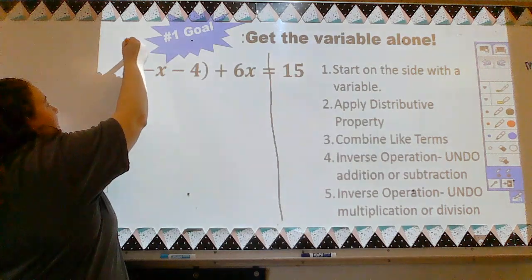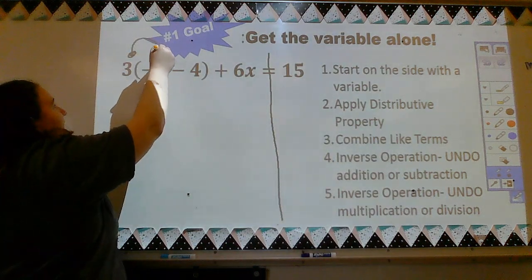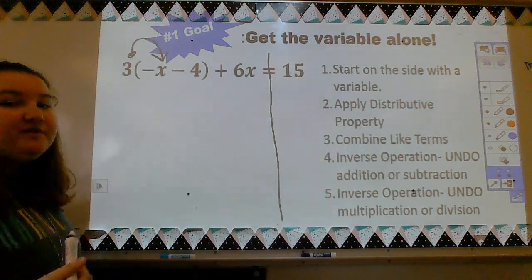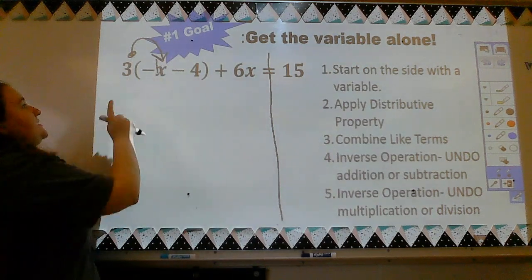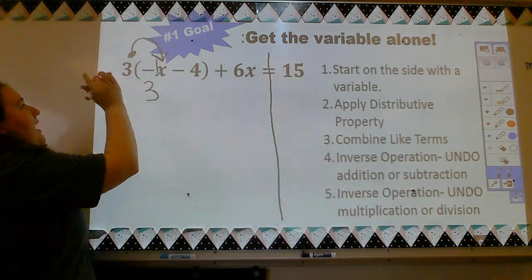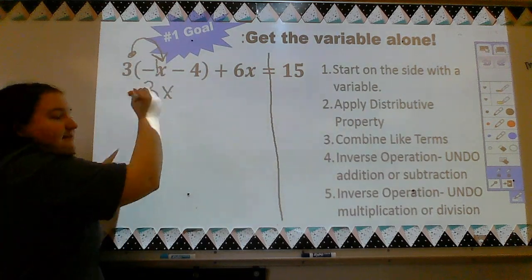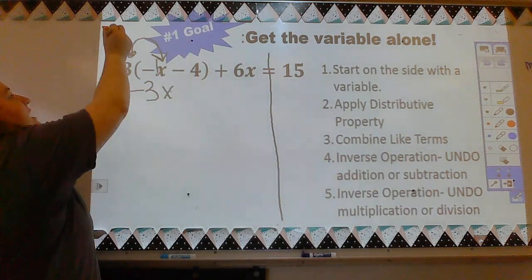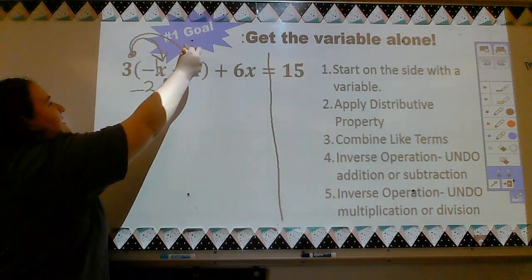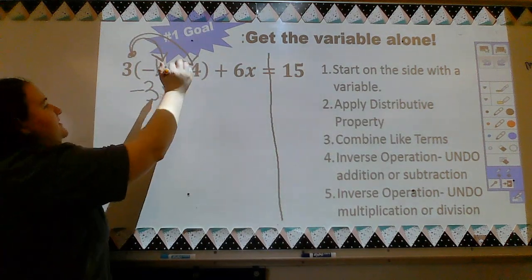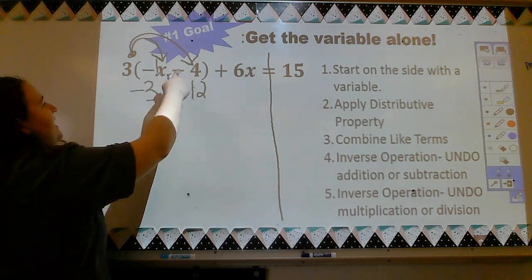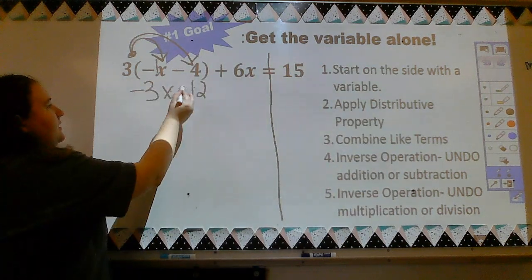So 3 is in front. 3 times negative x. Remember, if there's no number there, there's a 1. So 3 times 1 is 3. A positive and a negative make it negative. Negative 3x. Okay, do it again. 3 times negative 4. 3 times 4 is 12. A positive and a negative make a negative.